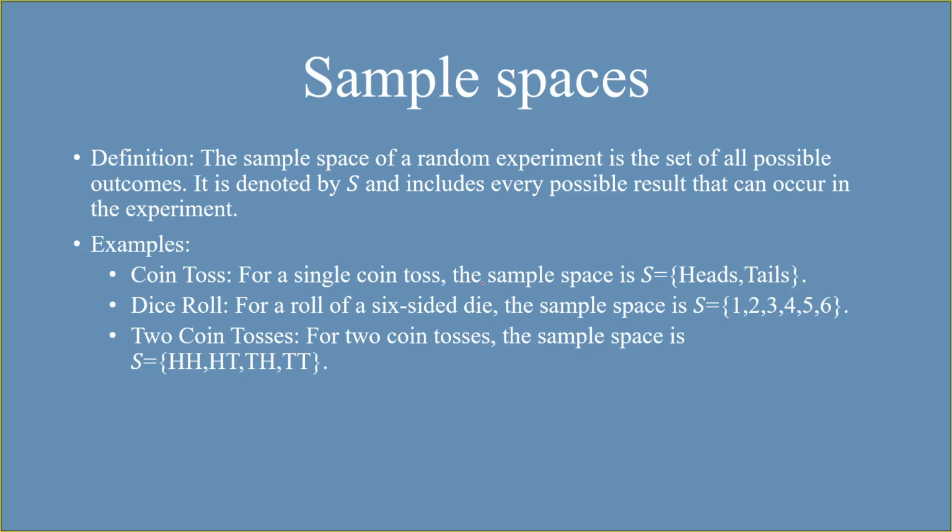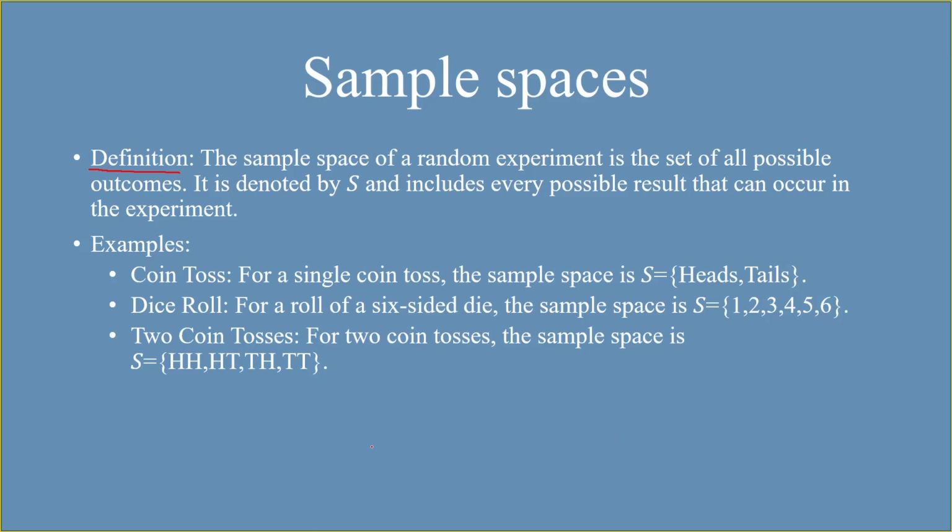Now, what are sample spaces? If we look at the definition, the sample space of a random experiment is the set of all possible outcomes. It's denoted by S and includes every possible result that can occur in the experiment.